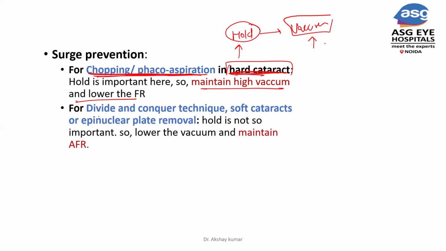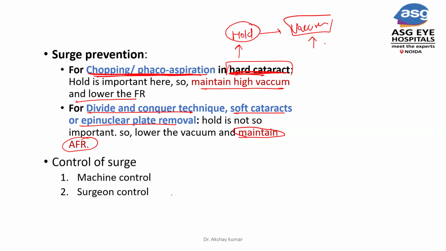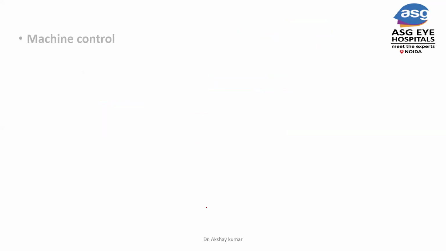And for the divide and conquer technique, sculpting or soft cataract or epinuclear plate remover, here the hold is not so important. So lower down the vacuum and maintain the aspiration flow rate. So surge can be controlled by us. Surgeon can control the surge, and machine can also. There are some modifications in the machine which can control the surge. So first we will talk about the machine controls.